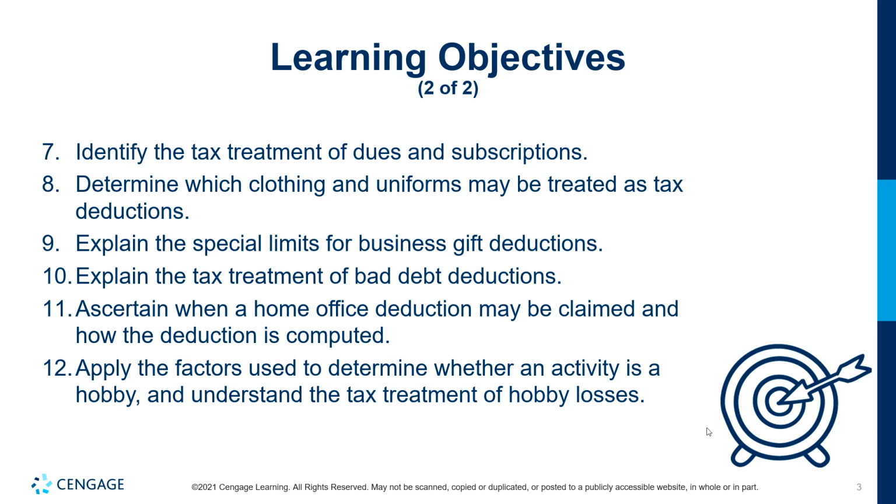Okay. 9. We're going to explain the special limits for business gift deductions. 10. Explain the tax treatment of bad debt. Okay. 11. Basically, we should see when a home office deduction may be claimed and how deduction is computed. Another really good one right there.